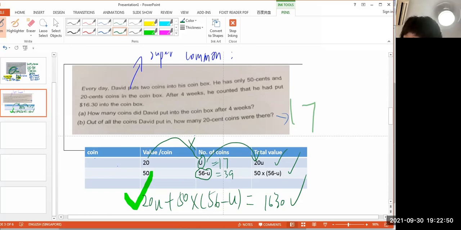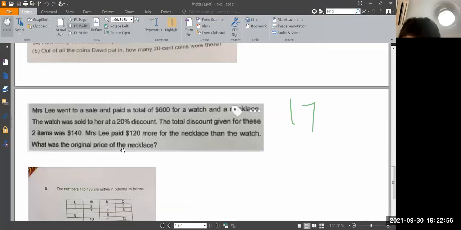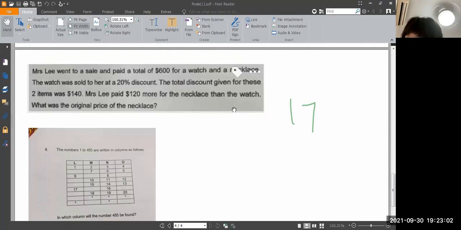Okay. Second last question. This is so common. Mrs. Lee went to a sale and paid a total of this. Watch and necklace. Discount and all those. So this is a question to test you on percentage. But expect this to appear tomorrow as well. Okay. The second last question, try it on a piece of paper, then I will verify your answer.